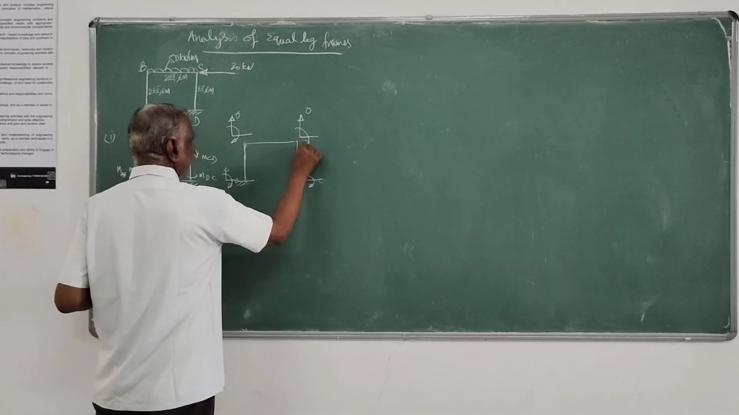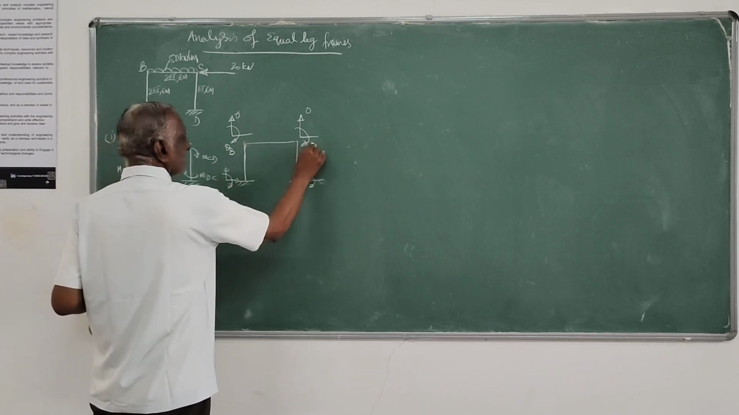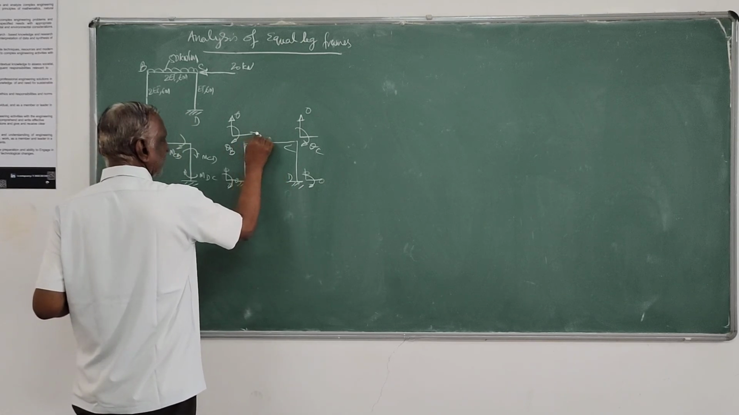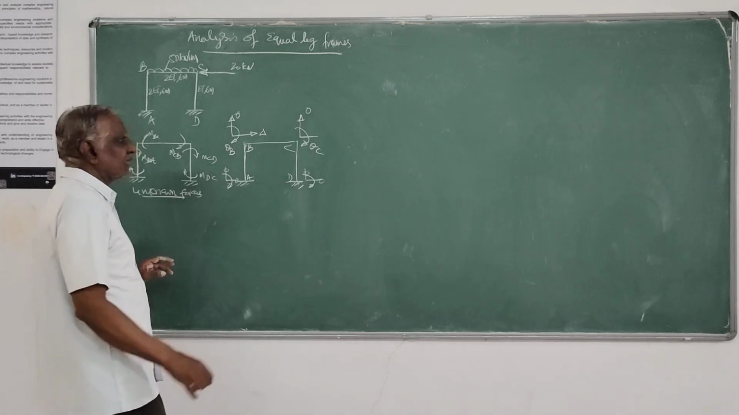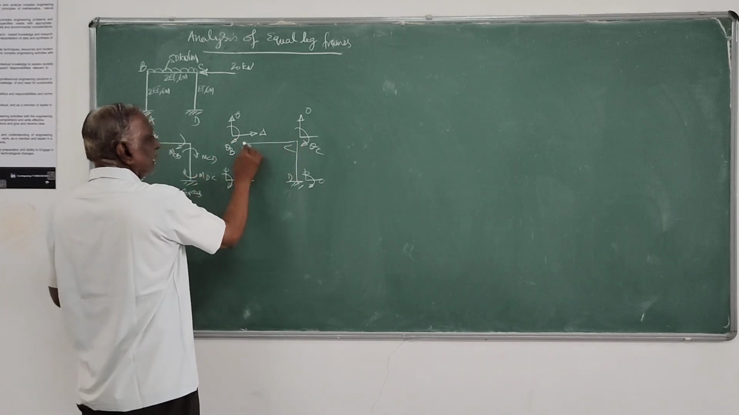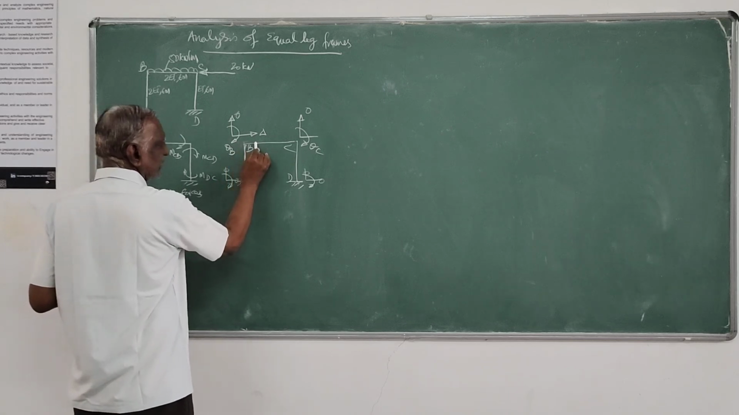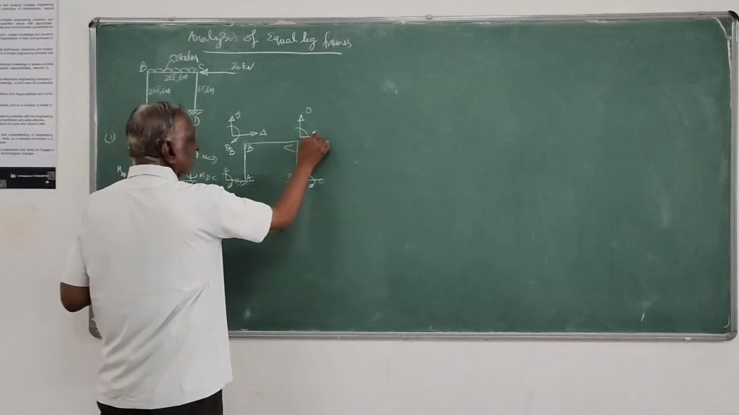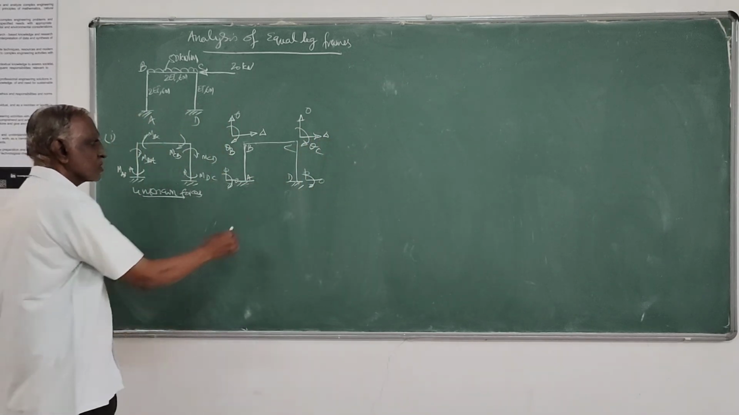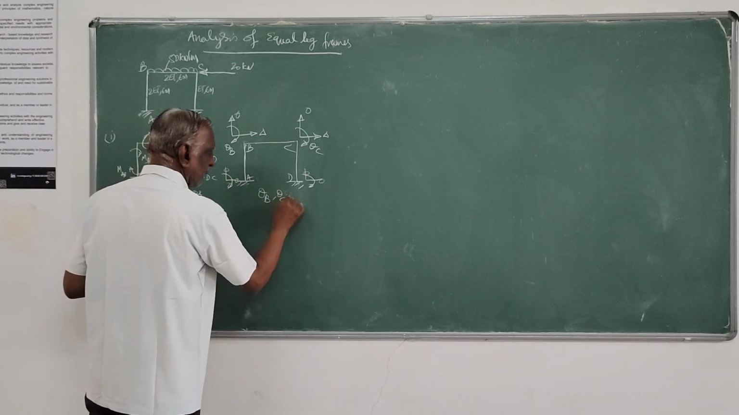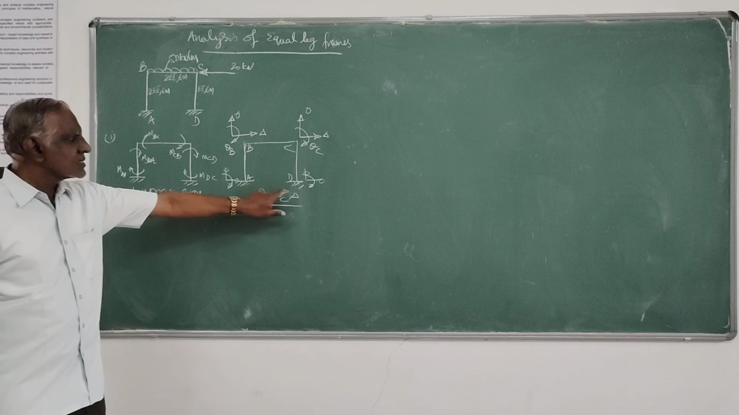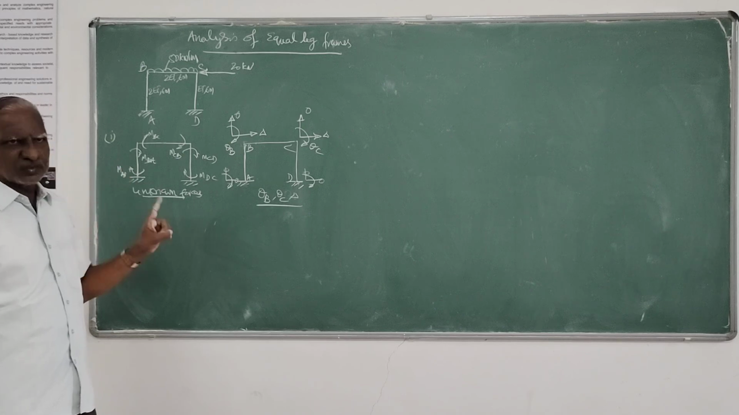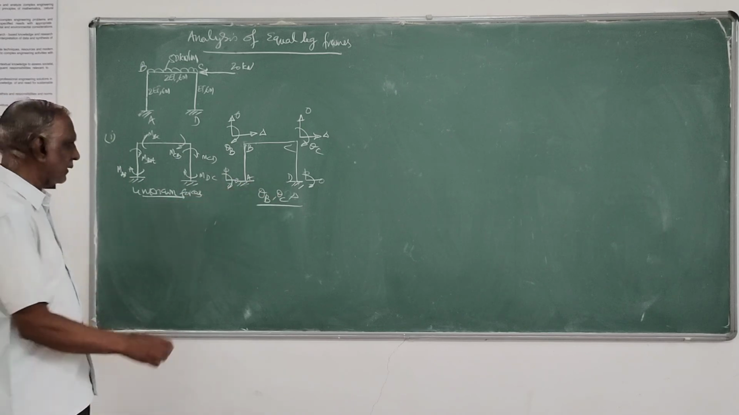And of course, rotations at these 2 joints, B and C, that is theta B and theta C, are possible. And for translation, I will call the translation delta. Since BC is axially rigid, if this end moves either towards right or left, this also should move by the same amount, delta. So the unknown displacements are just theta B, theta C and delta. Since there is a translation in the structure, this is called a sway type of frame. That is the conclusion we are making.